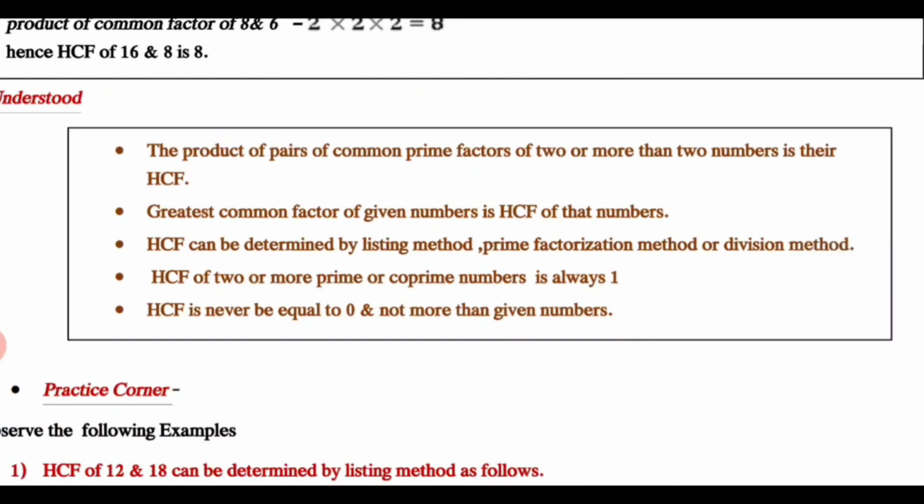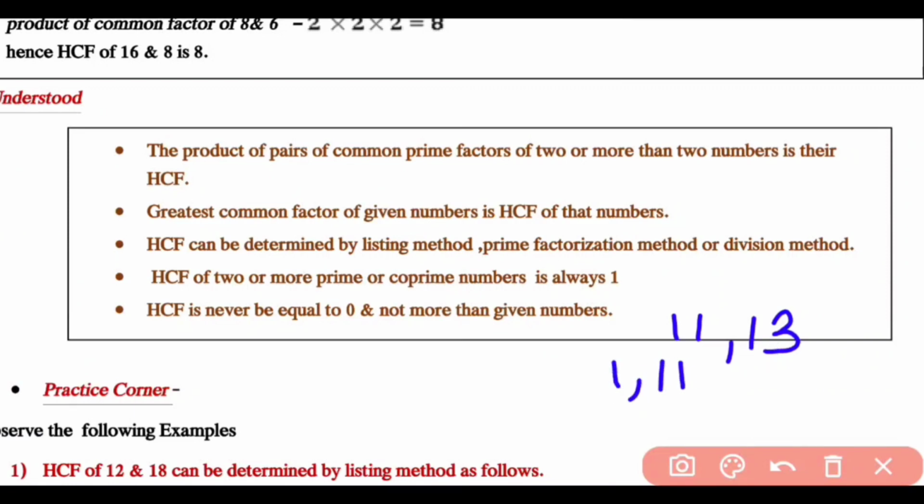The GCF of 2 or more prime or co-prime numbers is always 1. If there are 2 prime numbers, for example, I take 2 prime numbers 11 and 13, their GCF is always 1 because these are prime numbers. They are not divisible by any other number. Factors of 11 are 1 and 11 and factors of 13 are 1 and 13. So they have only 1 as the common factor, and that's why their GCF is also 1. So for prime numbers, the GCF is always 1.